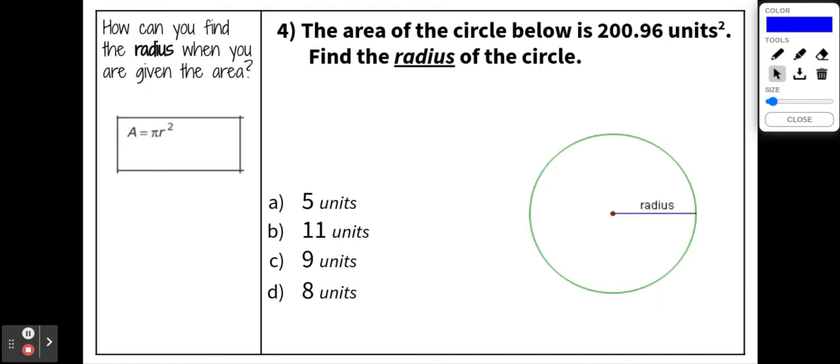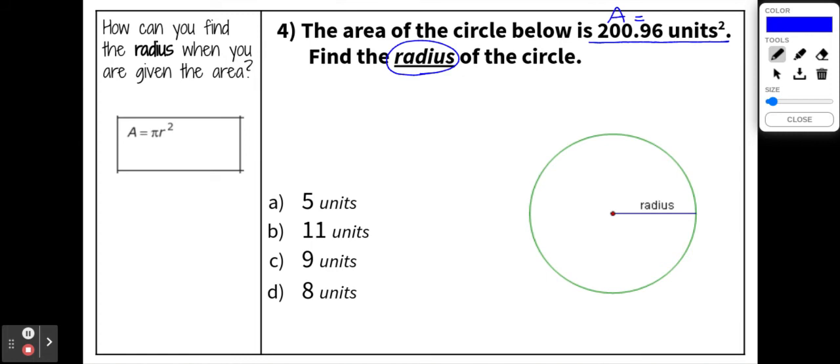On number 4, let's see what we're asked here. Find the area of the circle. Oh, I'm sorry, it doesn't say find the area. I got to read that over again. The area of the circle below is 200.96 units squared. So that is the area. Area equals that. Okay, find the radius. This is what we want to find. We want to figure out the radius of the circle.